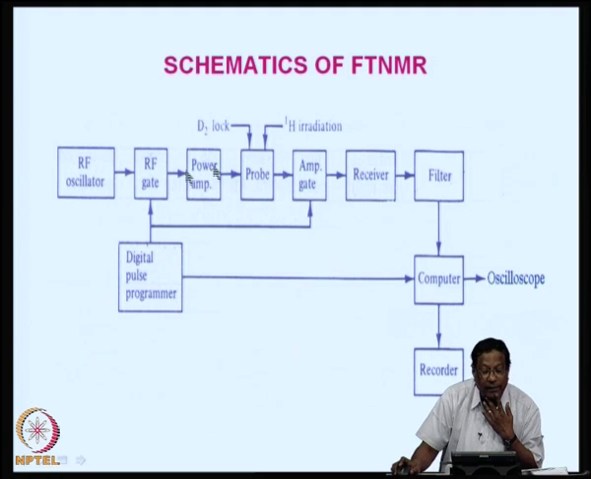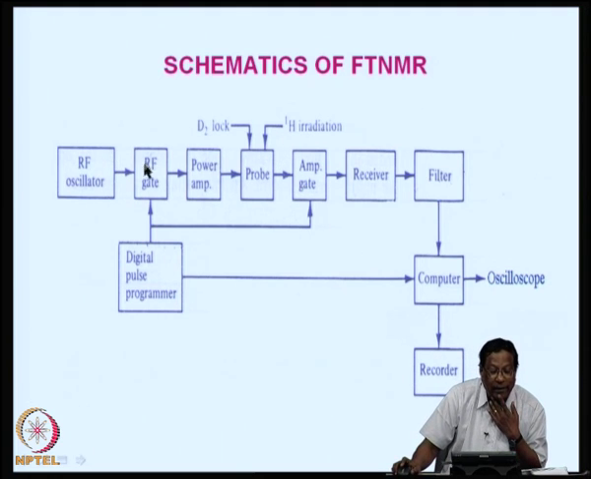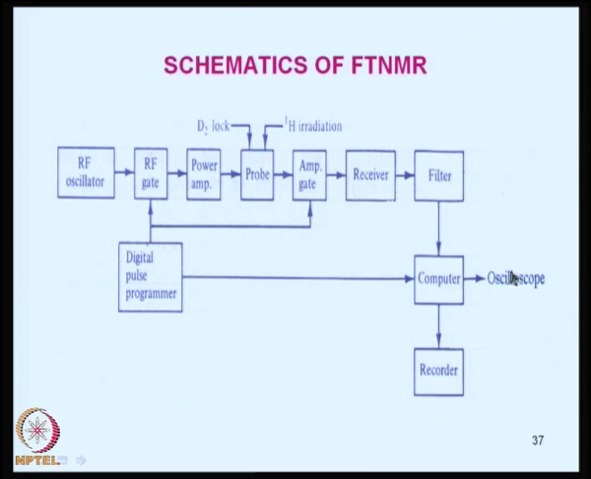you can see that RF oscillator is there, and this is the RF gate which can be opened on and off depending upon the requirement, and only when the gate is on, it is fed to the power amplifier and it goes to the probe, and there is a D2 lock and then amplifier gate. These two must open simultaneously, and then it goes to a receiver, filter, and the whole operation is controlled by the computer, and the spectrum can be displayed on the oscilloscope. You can have a recorder also automatically.